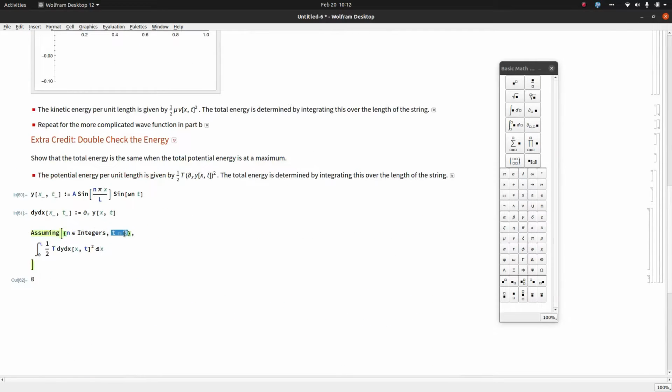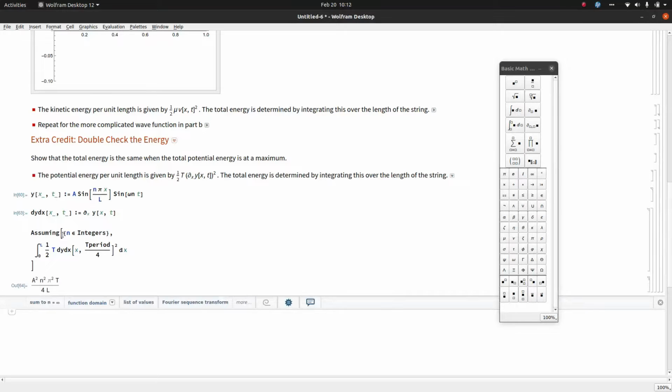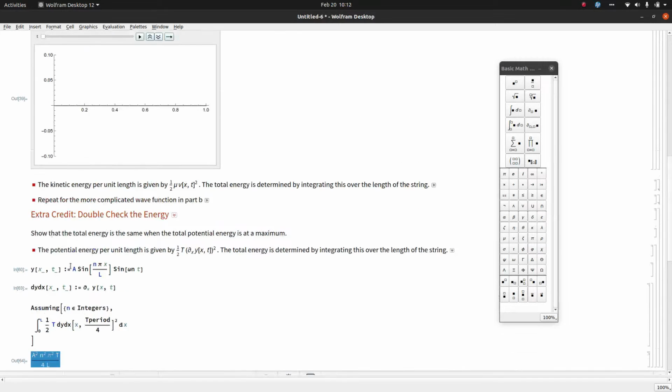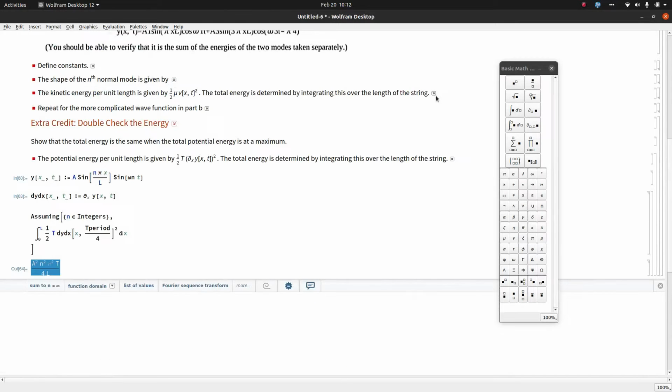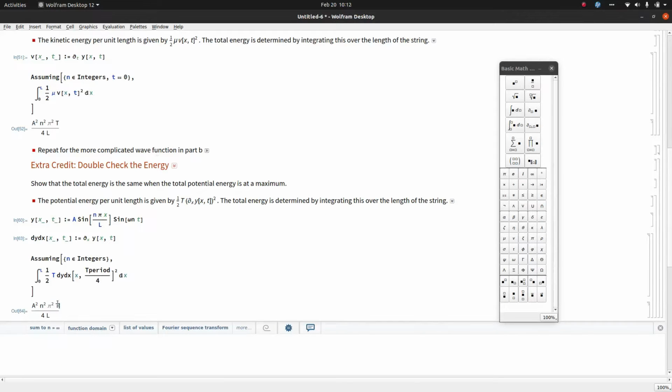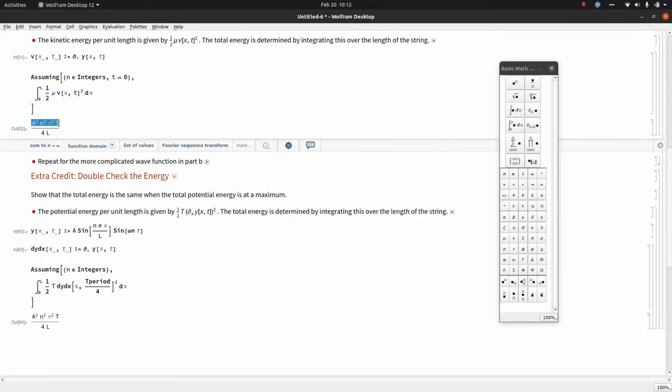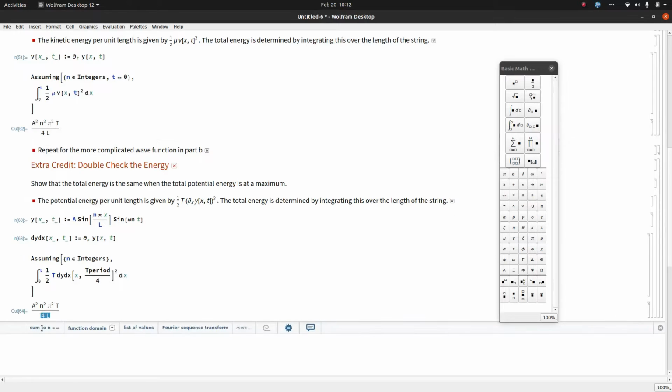So I can't plug in time equals 0. I need to plug in a time when the potential energy is at a maximum, which occurs a quarter of the way through the period. So that will be the period divided by 4. And if I run this, you can see I get the same answer that I got for part A. Namely, I've got amplitude squared n squared pi squared T over 4L. So that's just a nice simple way to check.